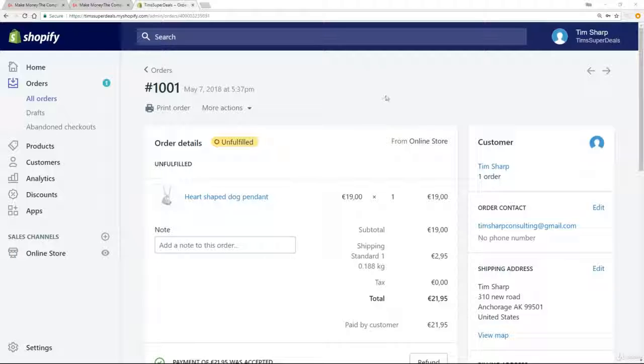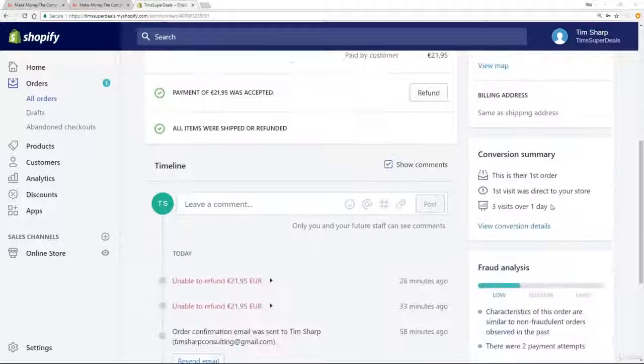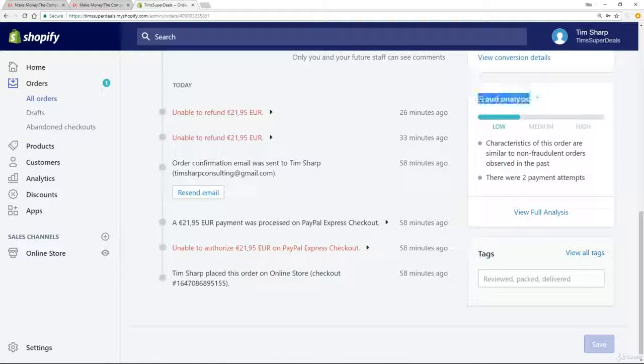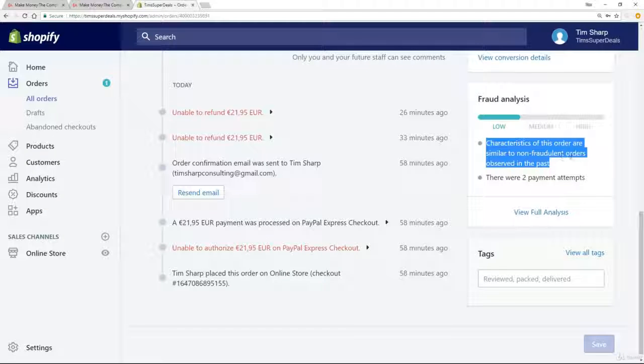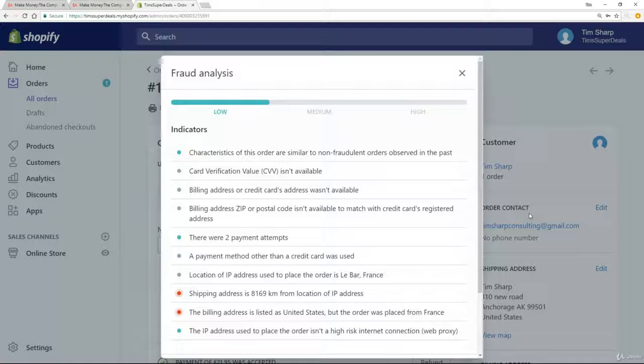So I'm here on the order that I made as part of my test order, and if I scroll down, I get this section here, fraud analysis. If you've got the normal Shopify package, you won't see this. What it's done is used some sort of algorithm to try to understand whether this order is fraudulent or not. So it's got low, medium, high. It's given me a low. I would hope so, because it was me. And then it says the characteristics of this order are similar to non-fraudulent orders observed in the past. There were 2 payment attempts. Okay, fair enough. I can then view the full analysis.